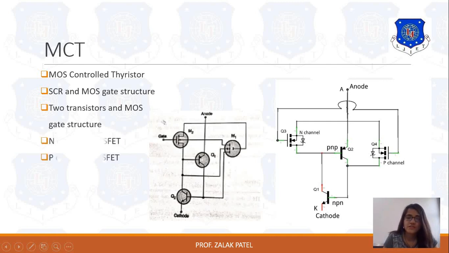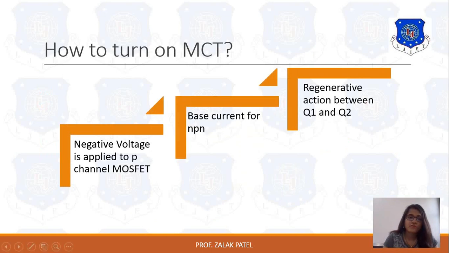So the whole process will be like this. First of all, negative voltage is applied to the P channel MOSFET, M1. Then because of this, base current is applied to the NPN transistor, Q2, which will start conduction, and because of Q2 collector current, regeneration action takes place between Q1 and Q2, and this will start the MCT. So this is the whole turning on process of MCT.